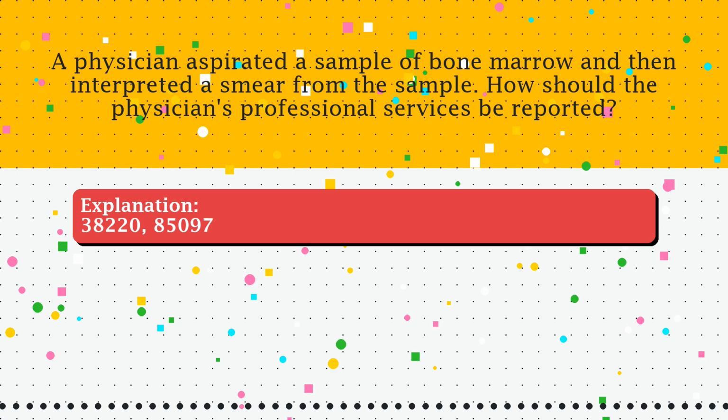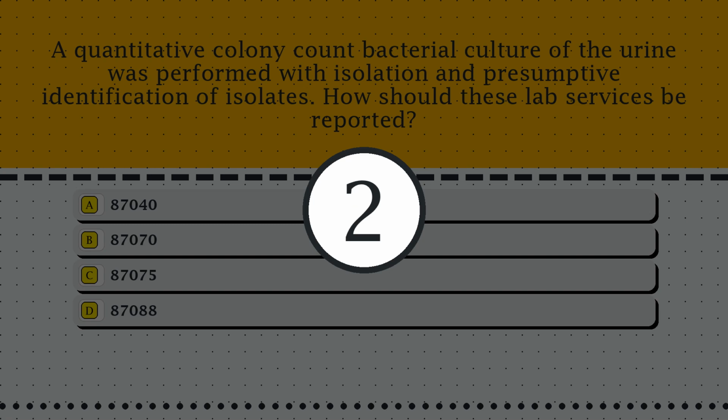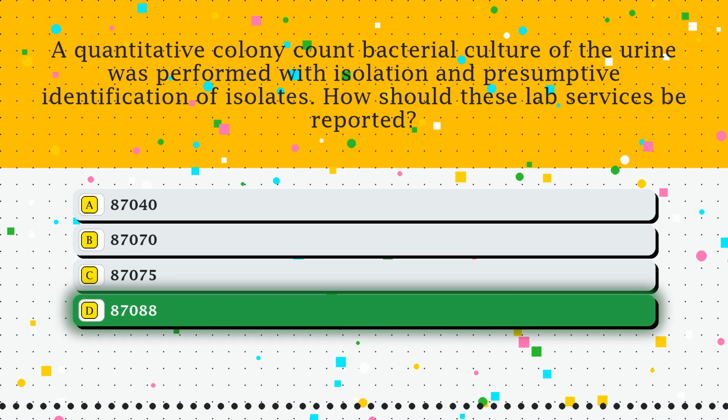Question 129. A quantitative colony count bacterial culture of the urine was performed with isolation and presumptive identification of isolates. How should these lab services be reported? Option A, 87040. Option B, 87070. Option C, 87075. Option D, 87088. The correct answer is option D, 87088.